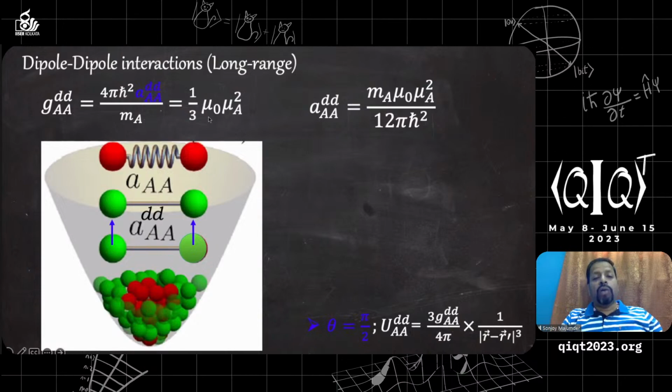write as 1/3 of mu naught times mu a square. So these are the magnetic moments of the atom. In terms of the interaction length, one can write it in this form.